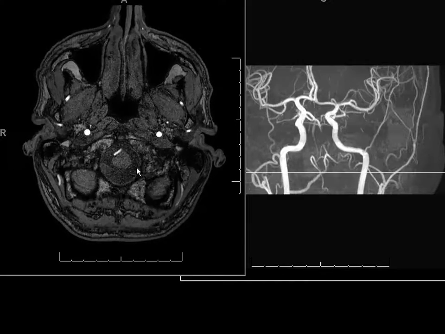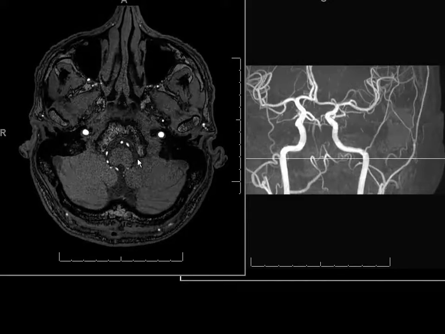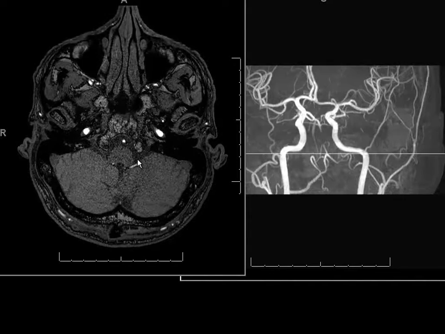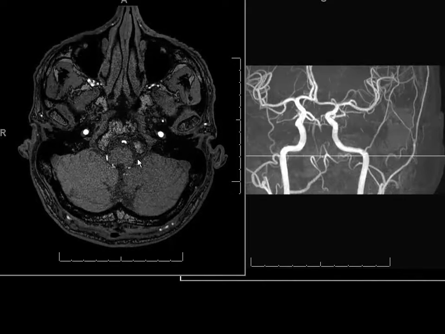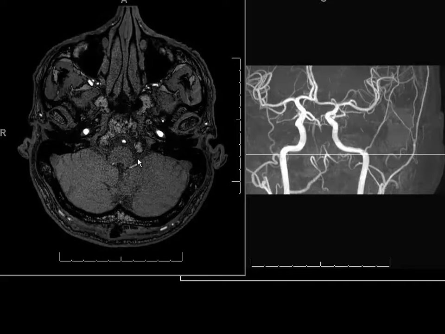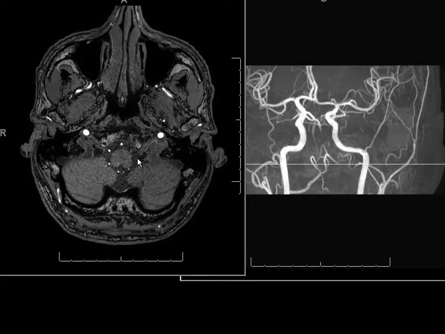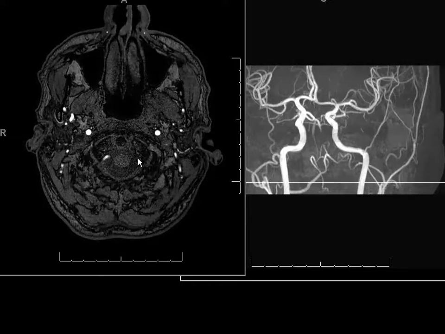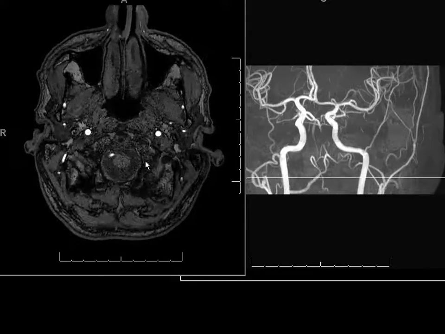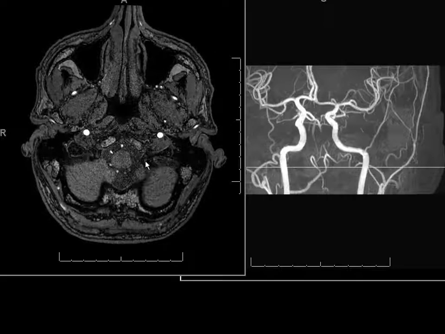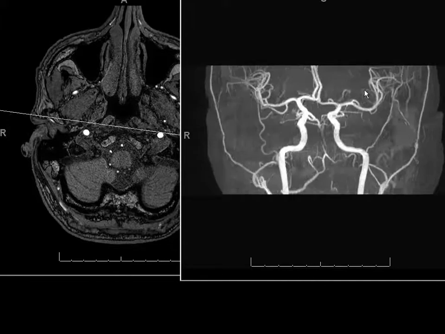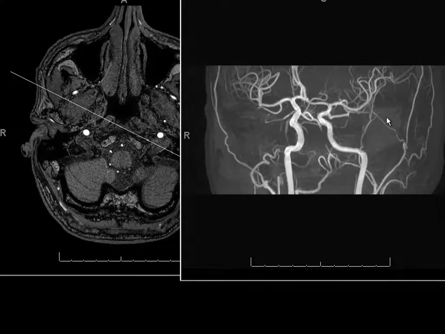So the question is: is it a retrograde flow representing a subclavian steal phenomenon, or occlusion, or clotted, or trickle flow? That would make a difference. The patient had a symptom of vertigo. This is the MR angiogram from 3T.